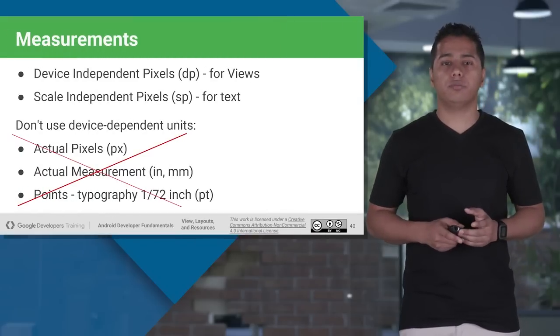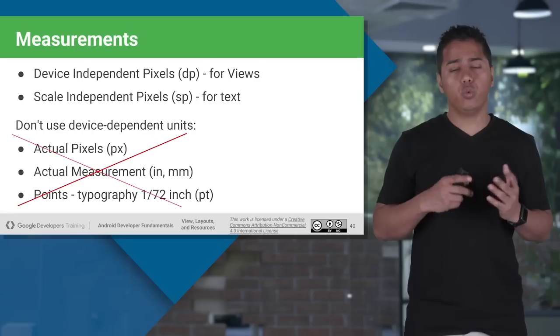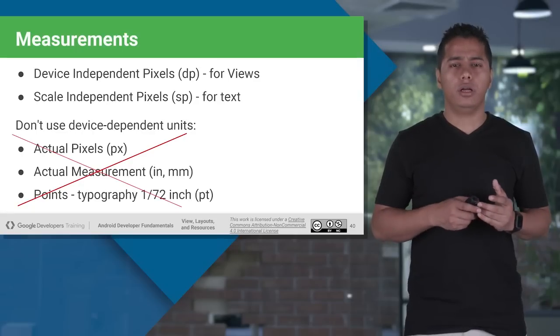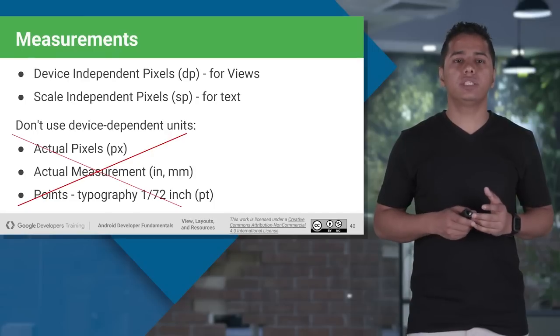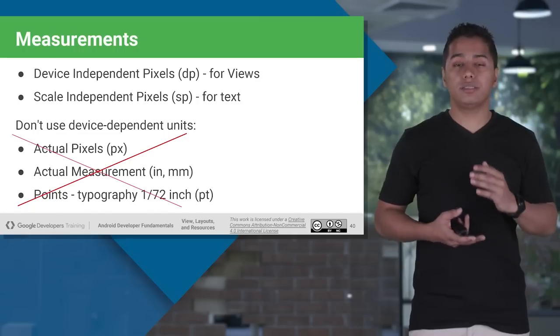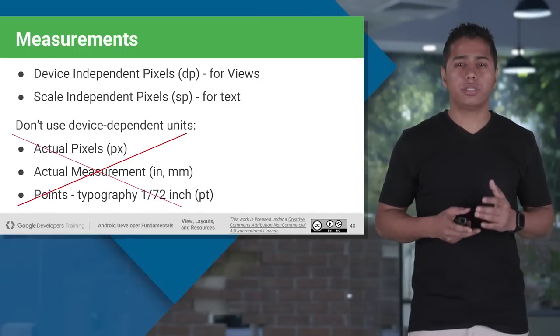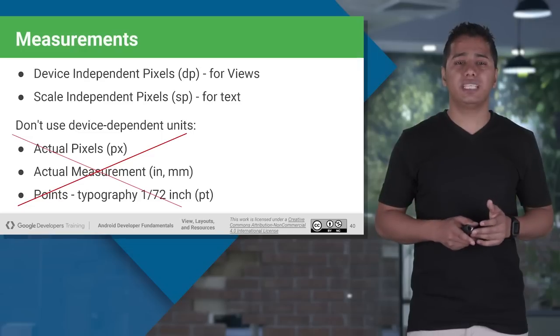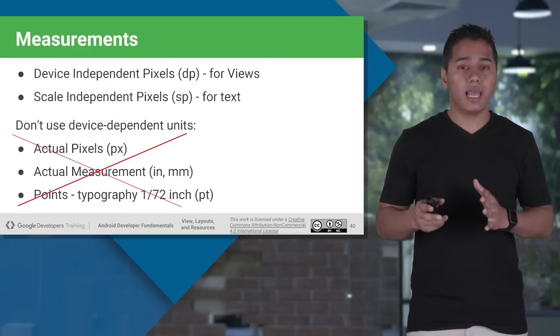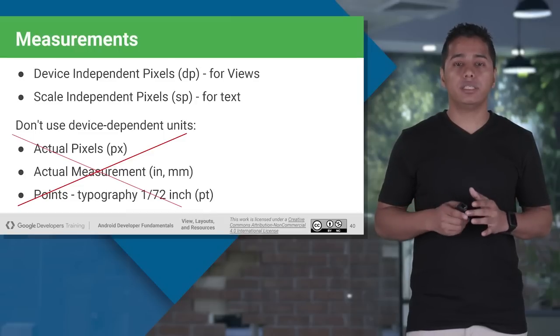When we talk about measurements, when you want to define any view size or any image size, that's when you will be using dp, known as device independent pixels. Whenever you are defining the size of your font or text, that's when you will be using sp, that is scale independent pixels. Do not make use of units like pixels or points; these are not allowed in Android.